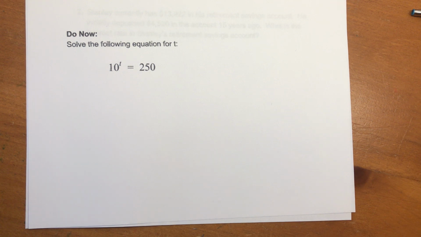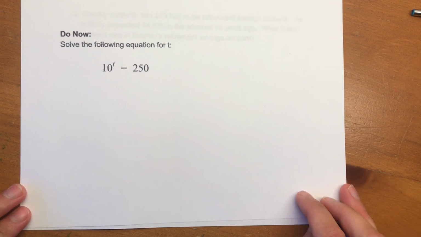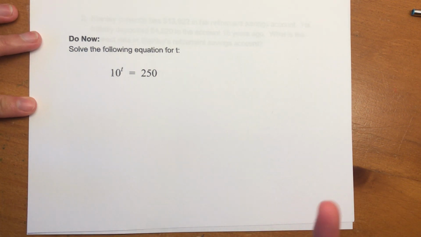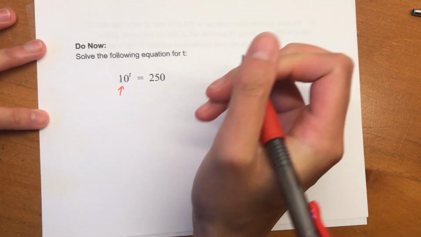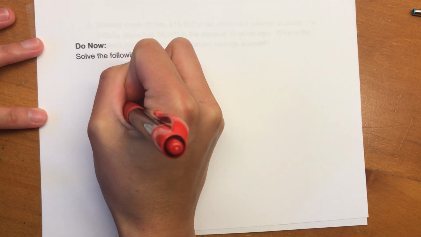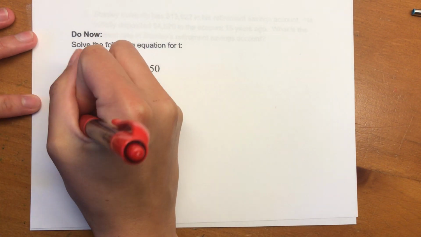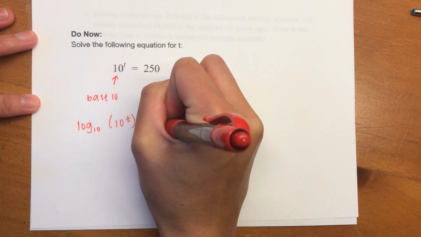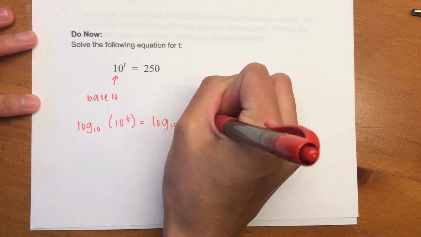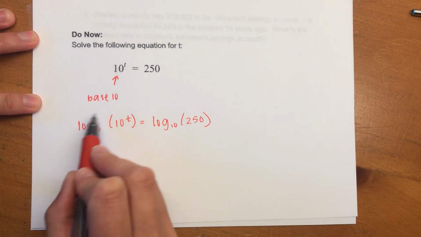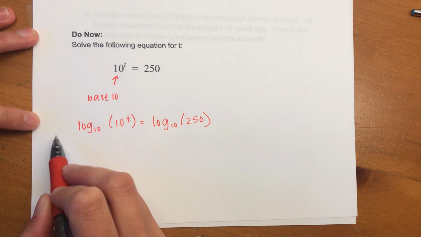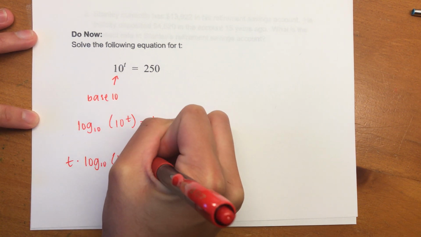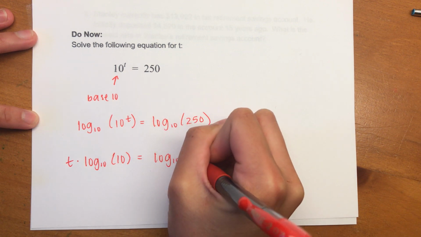Okay, so hopefully you have paused the video and attempted this on your own. We did something like this in the do now in the last lesson. What I would do, and it's okay if you did something different, is look at this and say, okay, I've got a base 10 here. That's awesome because that's the common logarithm. So I'm going to take the logarithm base 10 of both sides. And then I'm going to use my property of logarithms where I slide this to the front and I have t times the logarithm base 10 of 10 equals the logarithm base 10 of 250.